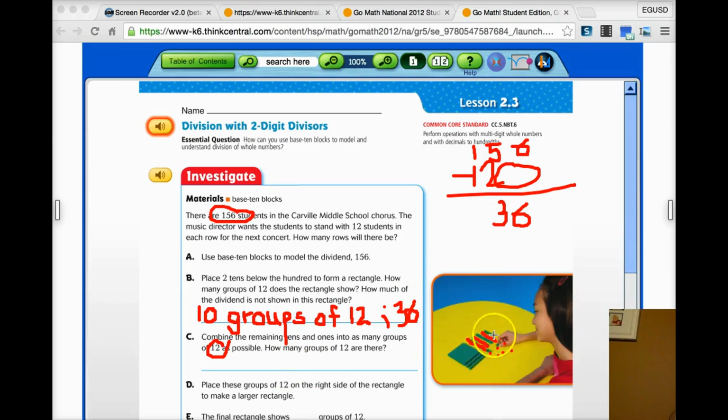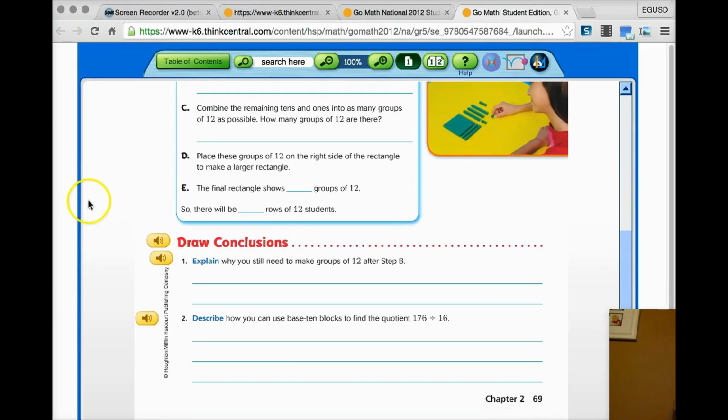So I added 3 more groups, right? 1 group, 2 groups, 3 groups. So I added 3 more groups. Now place these 12 groups to the right side of the triangle to make it larger rectangle. So they've already done that over here on this side. Now it says place these 12 to the right side of the rectangle to make it larger. The final rectangle is going to show blank groups of 12.